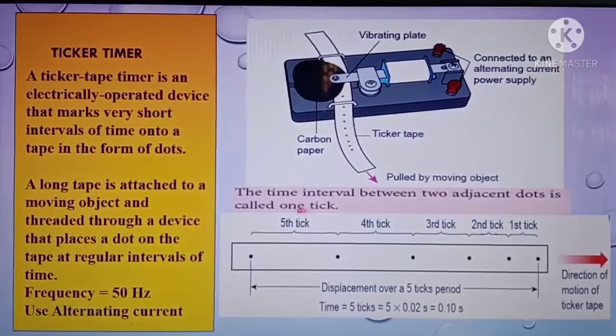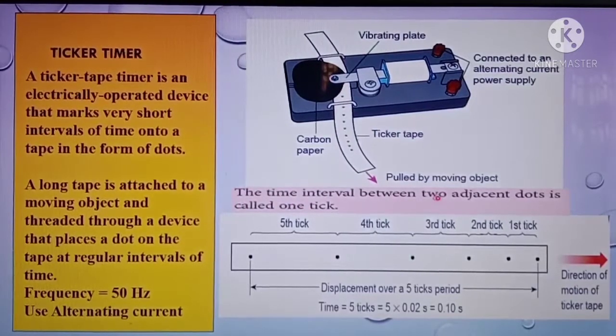Here, one tick is defined as the time interval between two adjacent dots. So we count one tick between two dots. Look at here, this is one ticker tape. How many ticks are on this ticker tape? If you just count dots, how many dots do we have? 1, 2, 3, 4, 5, 6. There are 6 dots. But between two adjacent dots, we count one tick. So this is one tick, one tick, one tick, one tick, one tick. So there are 5 ticks altogether.